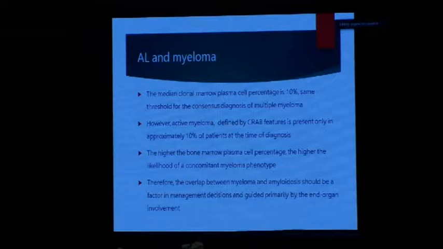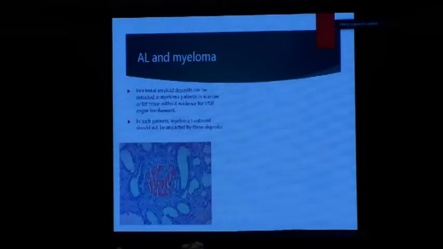However, most of these patients do not have what we consider an active myeloma phenotype, which is defined by the CRAB features, and it's present only in approximately 10% of patients at the time of diagnosis. However, it correlates with the bone marrow plasma clone, and the higher the bone marrow plasma clone we have, the more expected myeloma phenotype you're going to see within this patient. So the overlap between myeloma and amyloidosis should be a factor which is considered, because we know that patients with AL amyloidosis have a poorer tolerability to immunosuppression.